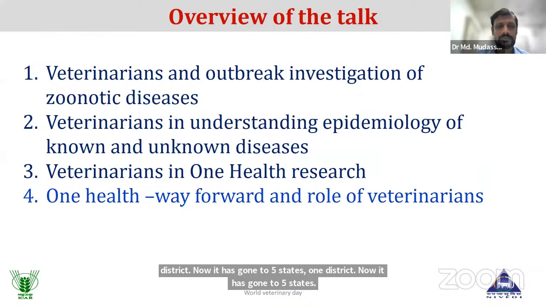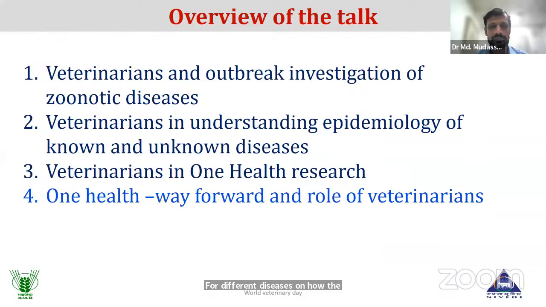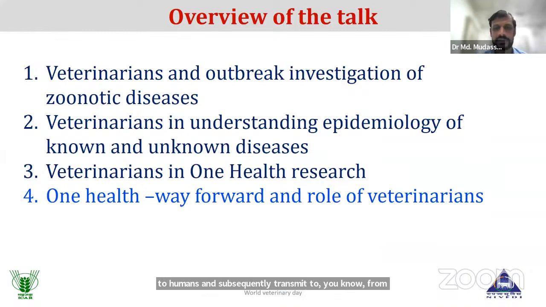So finally, if we talk about the way forward, what veterinarians can do in One Health. What I have done so far, how veterinarians are playing a role, whether in outbreak investigations or research, or in identifying different reservoir hosts for different diseases, and how a disease can spill over to humans and subsequently transmit from human to human. So what can we do in future?